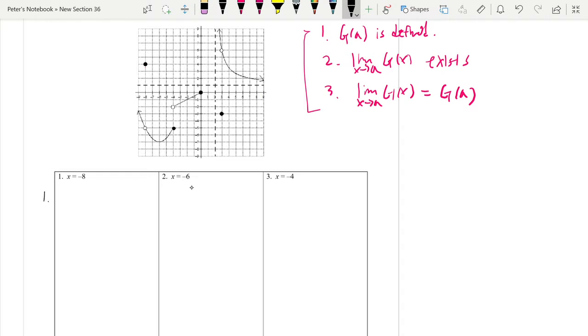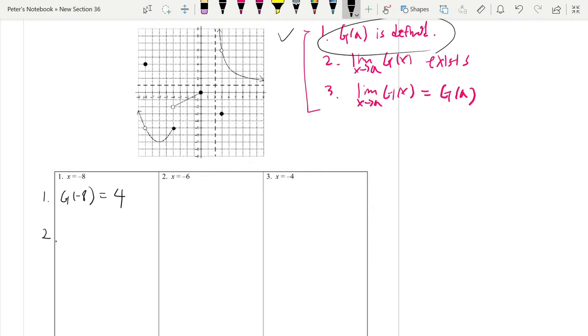First, we check, is g of a defined? So you say g of -8. Does that exist? Yes, it does exist. We have a point over there, which gives me a y value of 4. g of -8 is 4. So it is defined, and it satisfies the first condition.